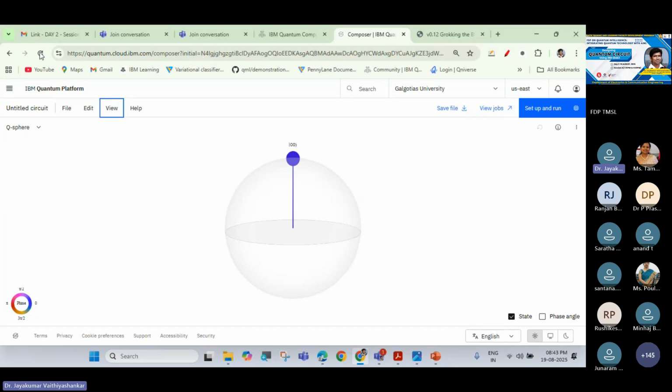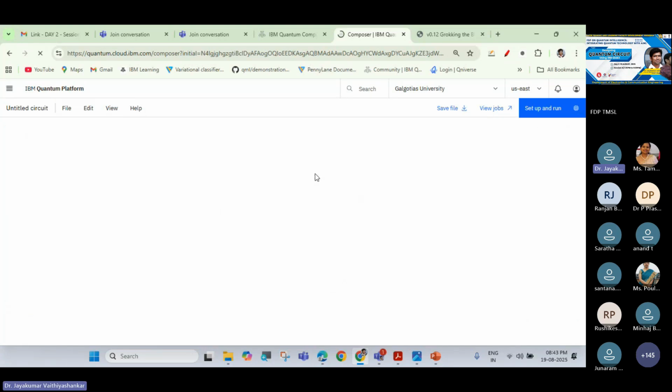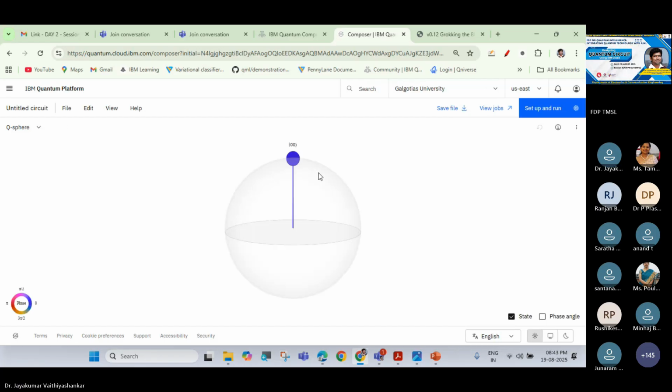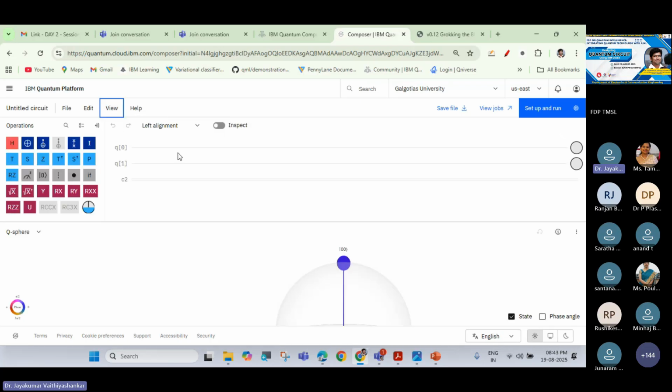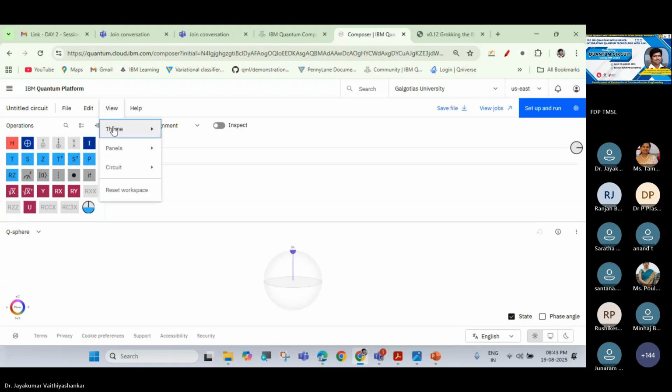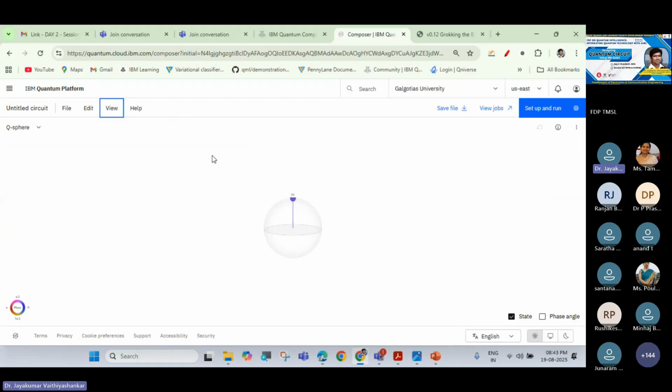Now where is it pointing? It is pointing to North Pole. Wait a second, graphical editor. Yes, so we have 2 qubits. Sorry for that. So select only one qubit and one classical bit for easier understanding. So we have only one quantum bit.